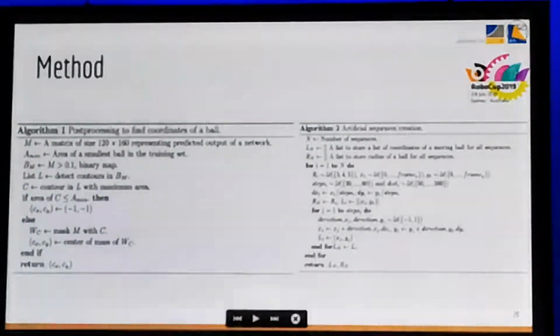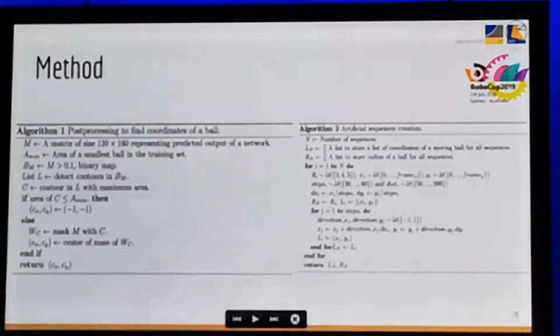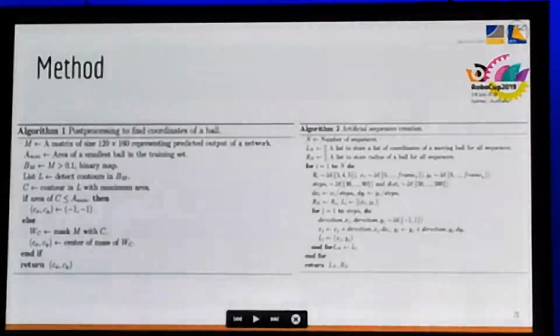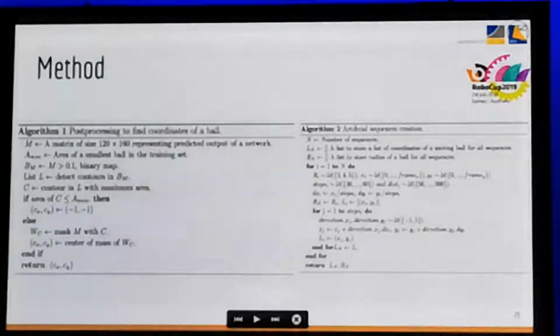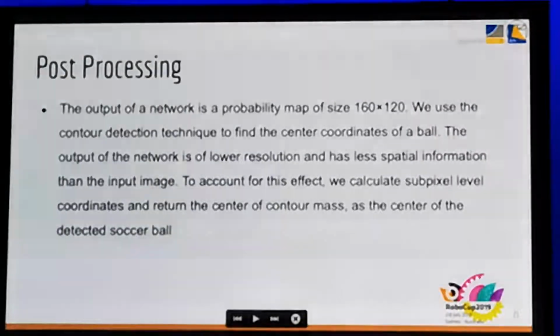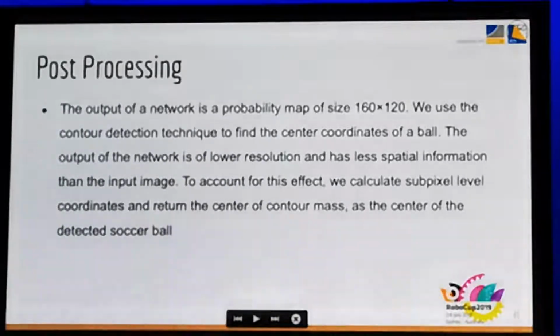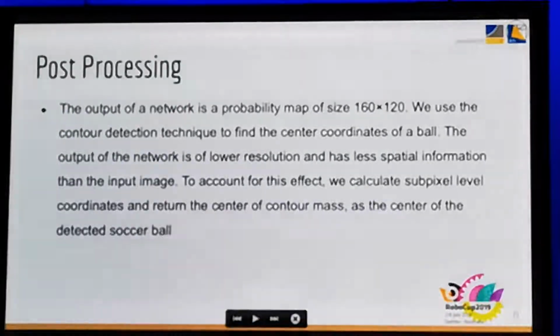Here you can see the pseudocode of the way that we produce the synthetic data, and on the left how we calculate the centroid point. For post-processing, since the output has a spatially lower resolution than the original image, which is VGA, we have to do some post-processing. We first find the contour of the response, and then we report the mass centroid of the contour, and this gives us the ability to report with sub-pixel accuracy.